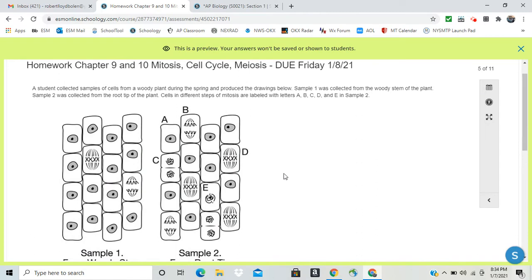Okay, we have a student who collected samples of cells from a woody plant during the spring, and they produced these drawings below. So sample 1 was from the woody stem, sample 2 was from the root tip, and you can see that there are cells in different stages of mitosis, which are labeled A, B, C, D, E in sample 2.